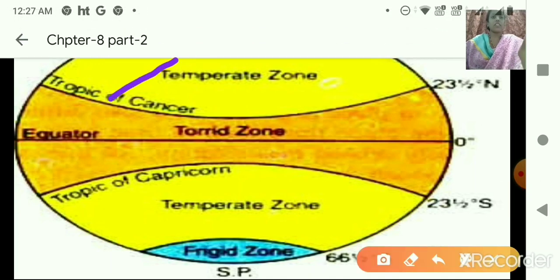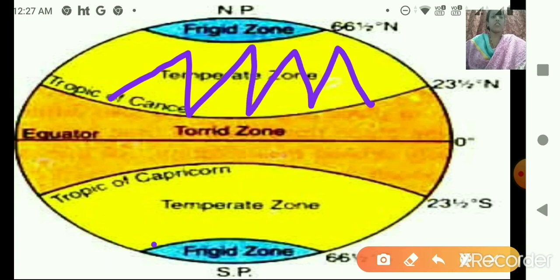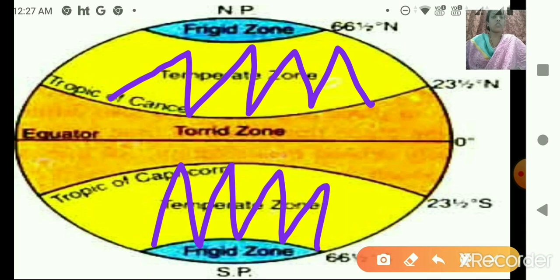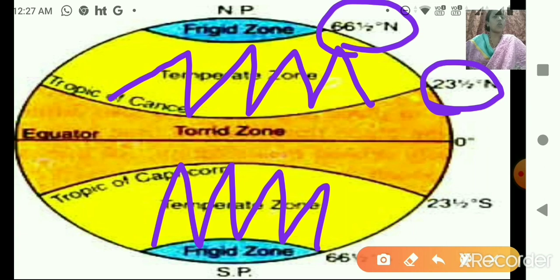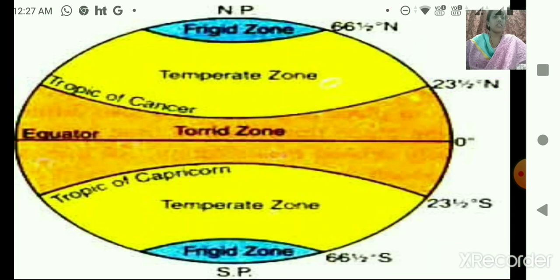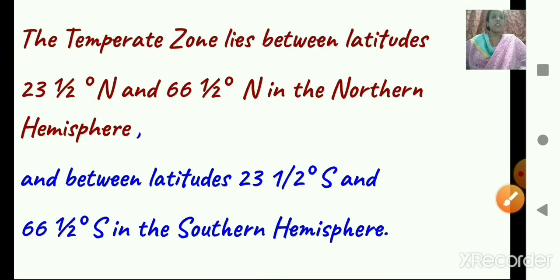Okay, so here lies temperate zone in the northern hemisphere, and here lies temperate zone in the southern hemisphere. Okay, and this is 23.5 degree north, this is 66.5 degree north, whereas it is similar in the southern hemisphere, that is 23.5 degree south and 66.5 degree south. The temperate zone lies between latitudes 23.5 degree north and 66.5 degree north in the northern hemisphere, and between latitudes 23.5 degree south and 66.5 degree south in the southern hemisphere.